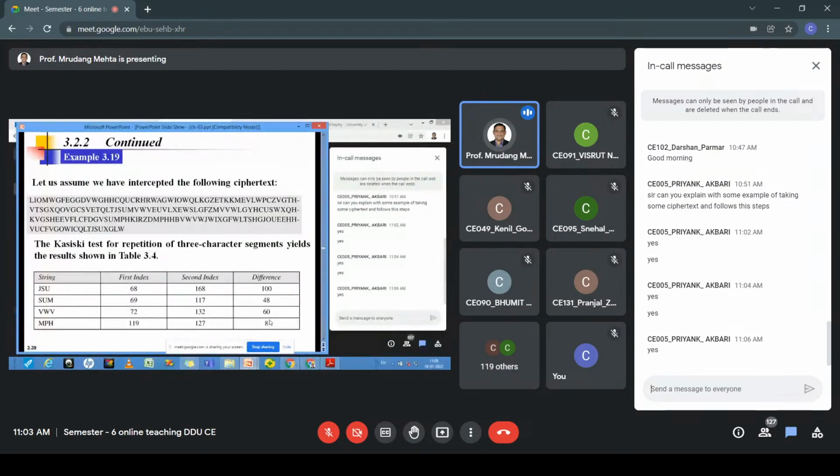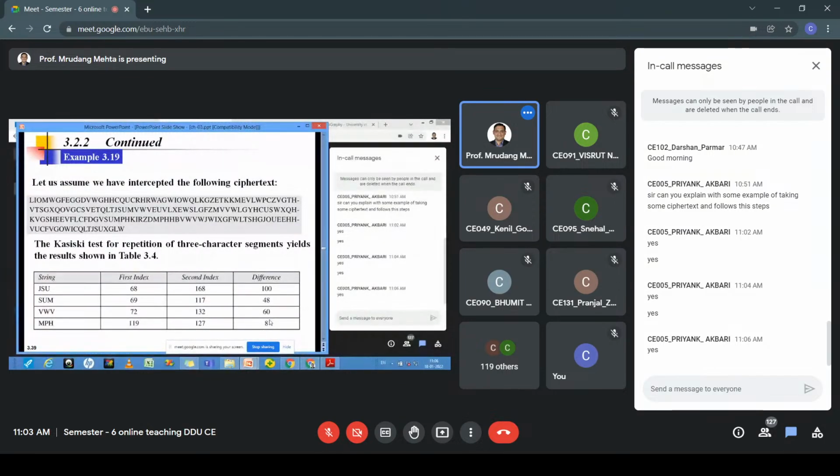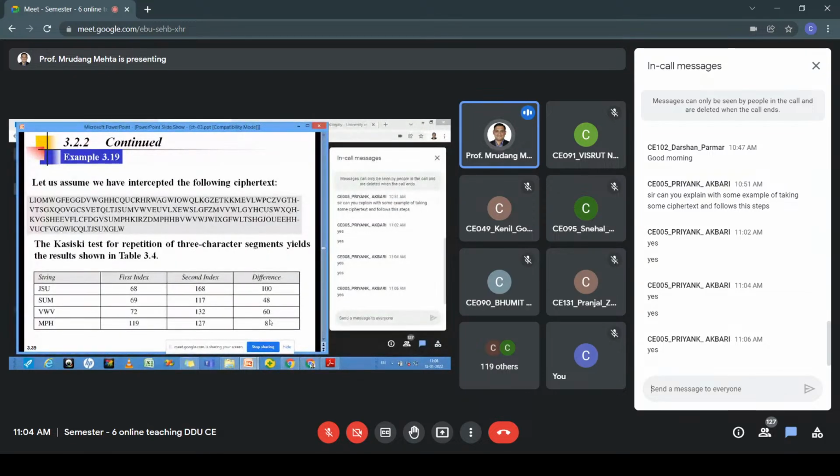Now what we have to find is the GCD. All of you, do the calculation of the GCD for these four differences. Calculate the GCD of 100, 48, 60 and 8.